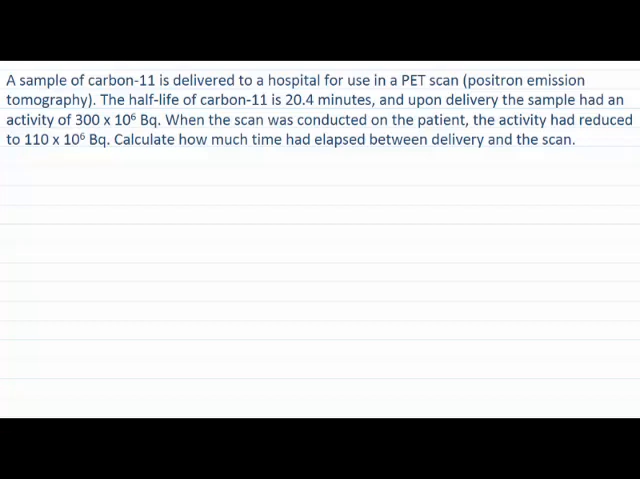This PhysCast will look at an example of calculating nuclear decay. Pause the video to read through the question carefully.